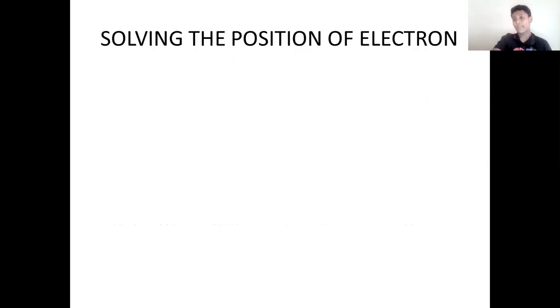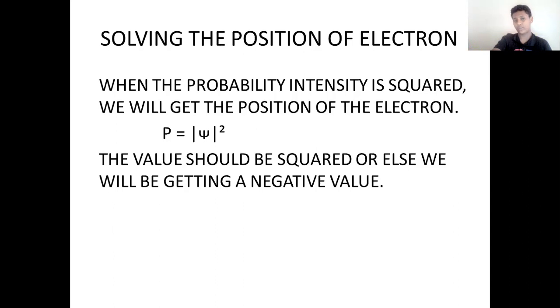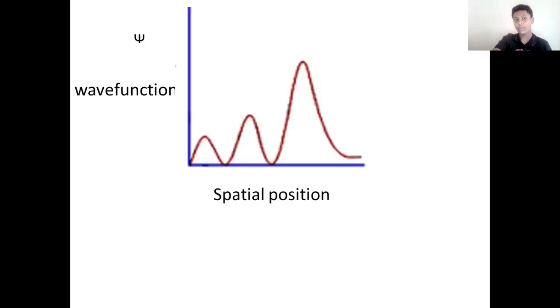So, solving for the position of the electron. If you square the wave function, you would get the most possible position of the electron. The value should be squared. You should not forget to square it, or you'll be getting a negative mark. So this is a simple diagram of the curve, and with this, you can determine the possible position of the electron. The x-axis shows the spatial position, and the y-axis shows you the wave function.